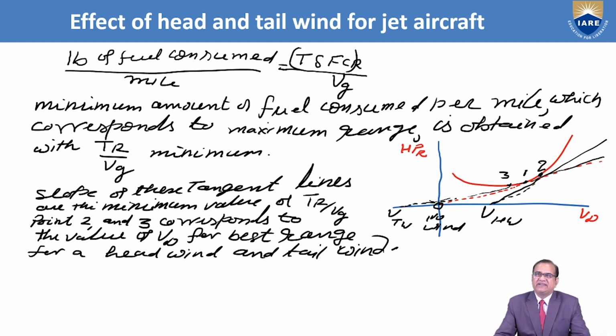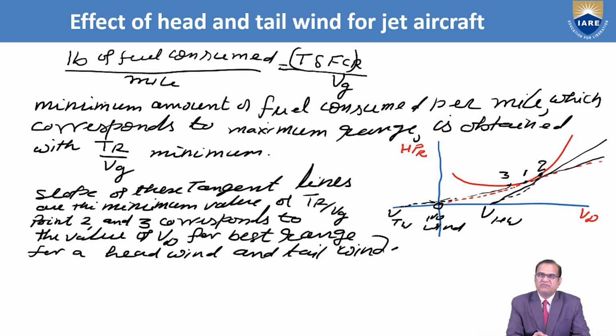Effect of head and tailwind for jet aircraft. So pounds of fuel consumed per mile is equal to T into delta FCR divided by Vg.